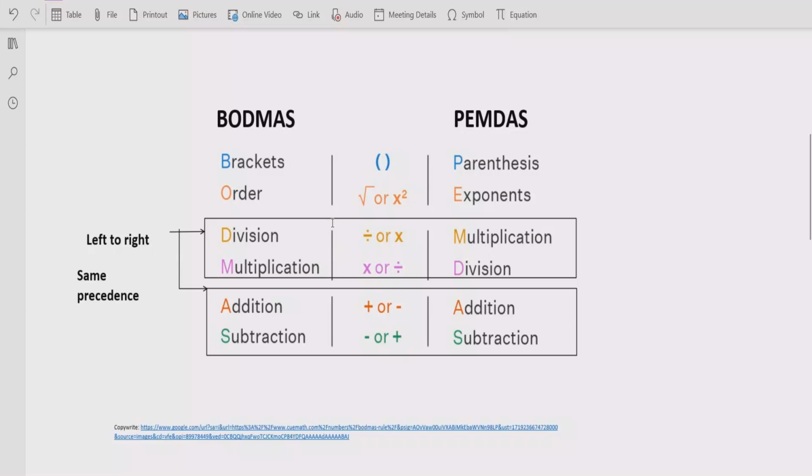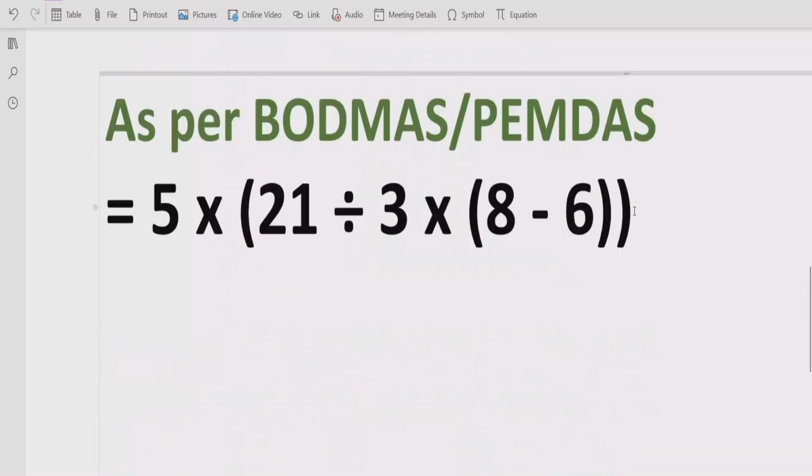Step number 3, you have to solve division and multiplication. What you have to do, you have to go left to right in your expression and find out division and multiplication. Both have similar precedence, so you can solve any of them which is coming first. Similarly, for addition and subtraction, we have the same rule. We can solve addition first if it is coming first, and we can solve subtraction first if it is coming first.